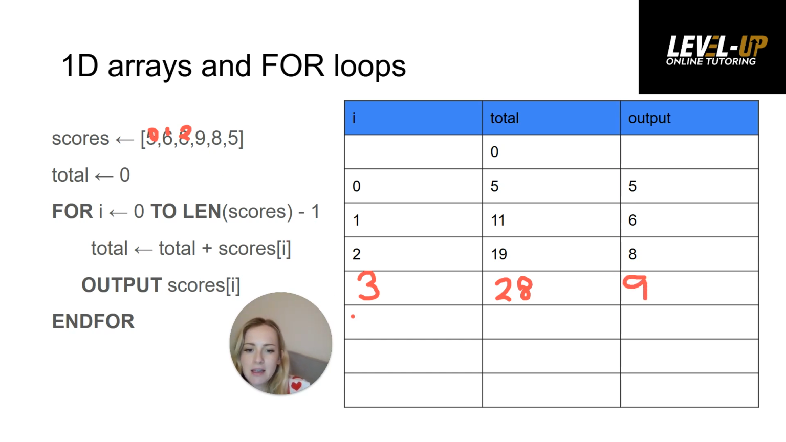Okay, next is 8. So I becomes 4. It's the next iteration. 8 plus 28 is 36. And we're going to output scores I, which is scores position 4: 0, 1, 2, 3, 4, which is 8. And then what we're going to do is 0, 1, 2, 3, 4, 5. So we have 5 plus 36, which is going to give us 41. And we're going to output the value 5.